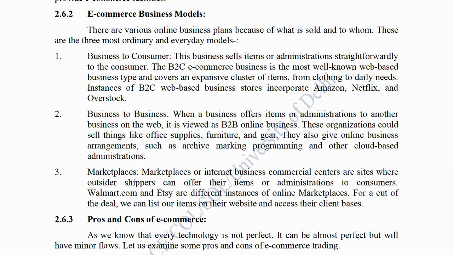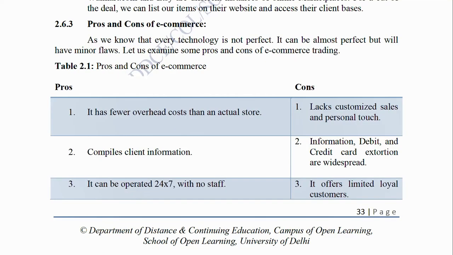Point number 3. Marketplaces. Marketplaces or internet business commercial centers are sites where outsider shippers can offer their items and administration to consumers. Walmart.com and Etsy are different instances of online marketplaces. For a cut of the deal, we can list our items on their website and access their client bases.